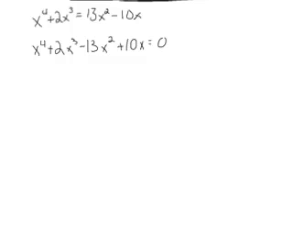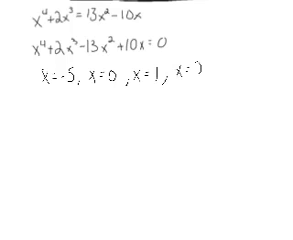Now using the trace function on your calculator, you can find that x is equal to -5, x is equal to 0, x is equal to 1, and x is equal to 2 as well. And we were able to find all of these roots just from looking at the graph itself and finding the x-intercepts. Notice that we have 1, 2, 3, 4 roots here, and that's exactly how many this one is going to have. So we don't have to go any further.